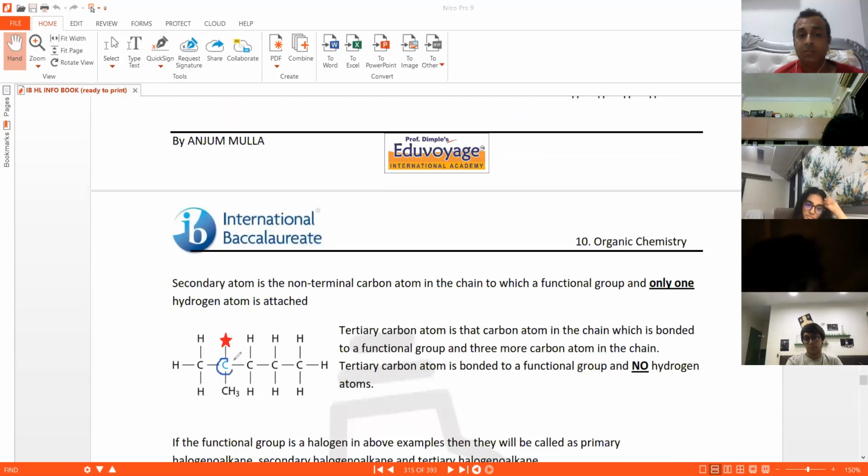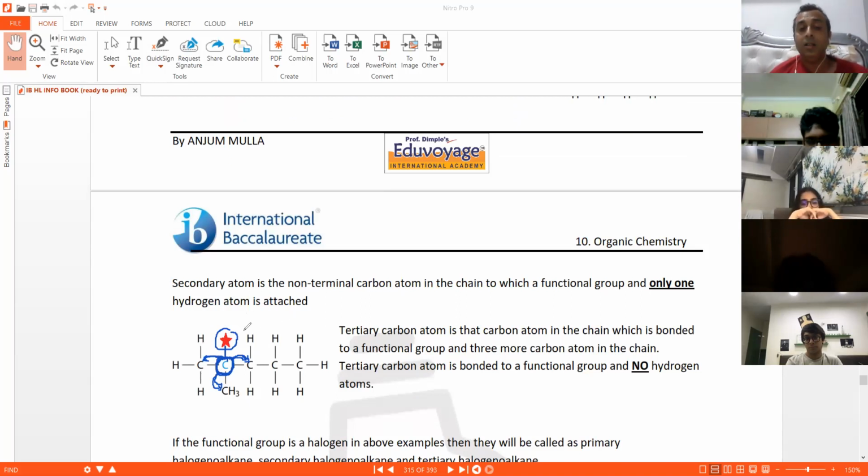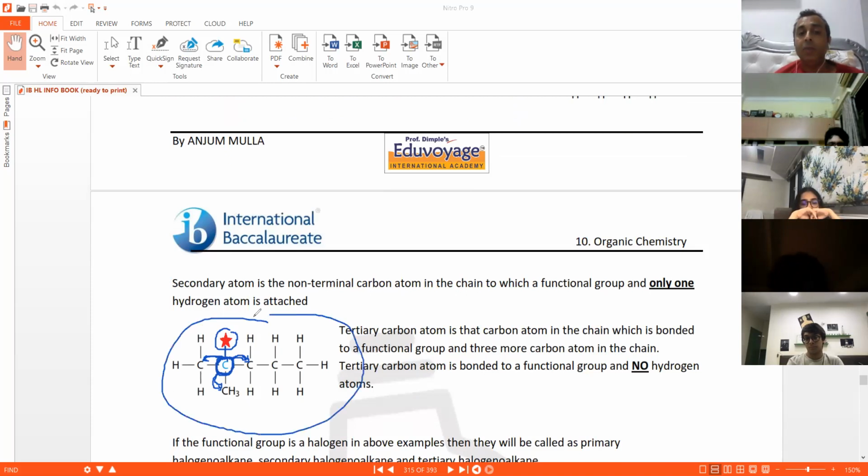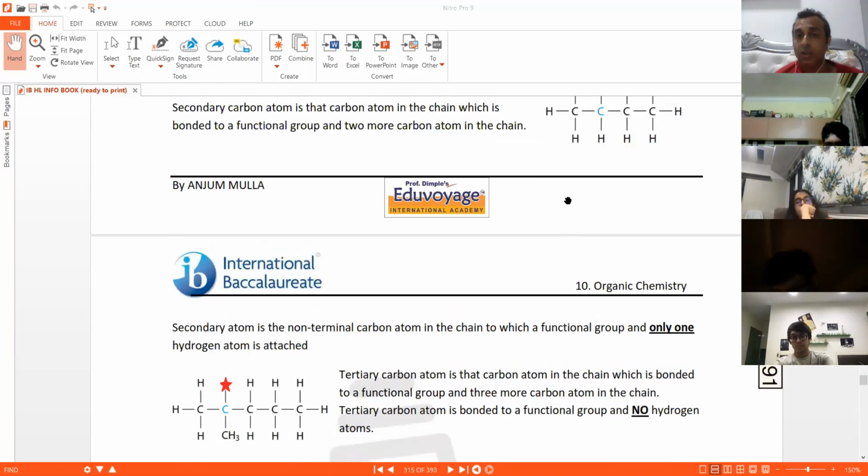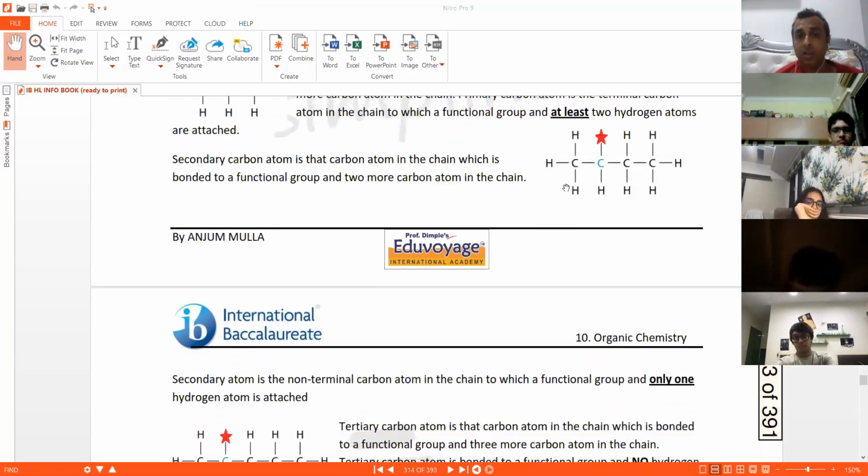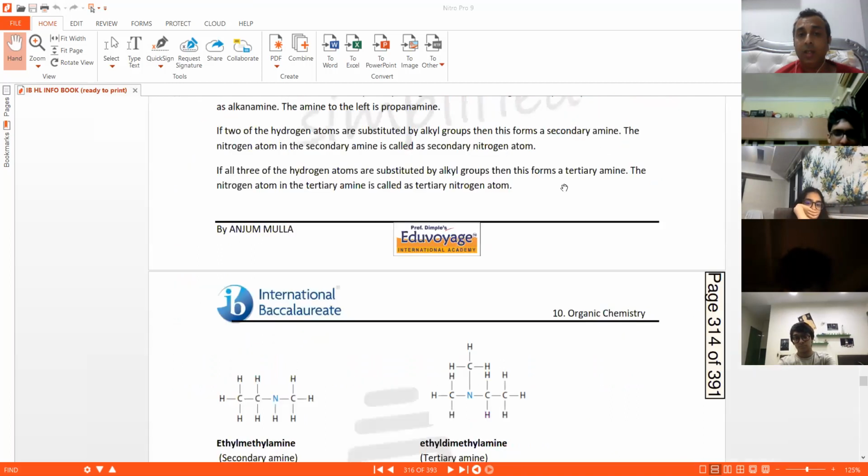If a carbon atom is bonded to three more carbon atoms, 1, 2, and 3, this is my tertiary carbon atom. So if the star is bonded to that carbon atom which is further bonded to three carbon atoms, this becomes my tertiary carbon atom, and the compound class becomes tertiary. So it's a tertiary class compound. This is one way to decide primary, secondary, tertiary.